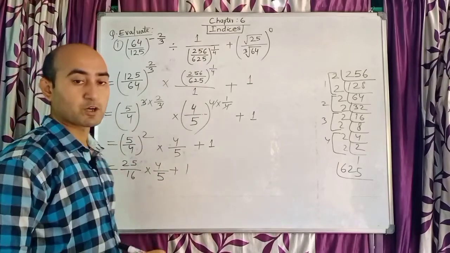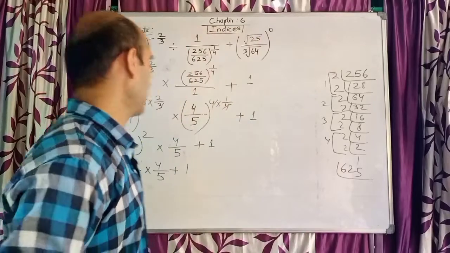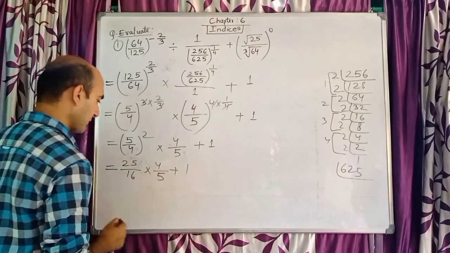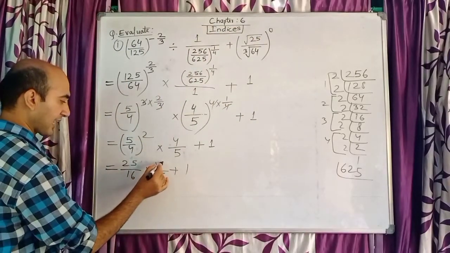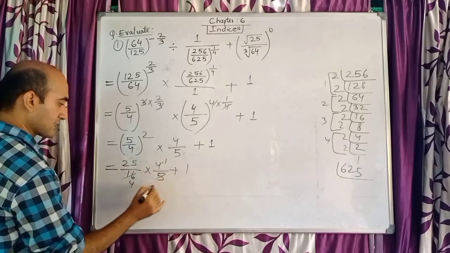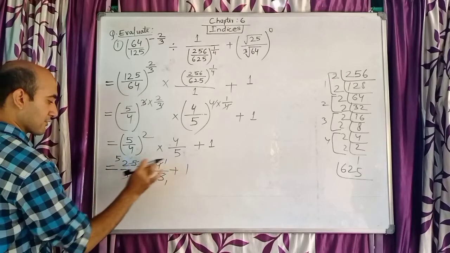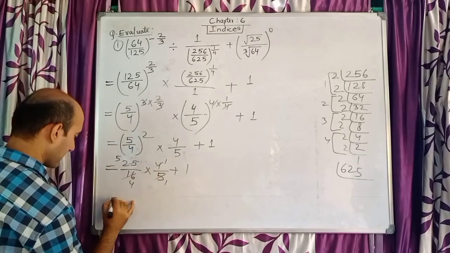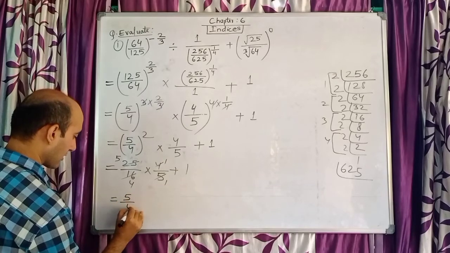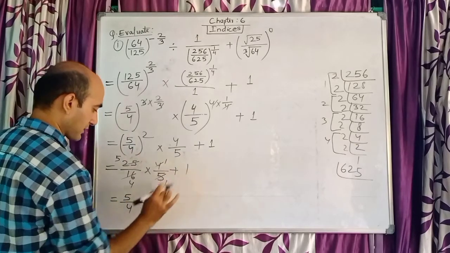So according to the BODMAS rule, children, first we have to multiply, then only we can add. So you multiply this. While multiplying, you can see something is getting cancelled here. 4 and 4: 4 4s are 16, 4 1s are 4. And this 5 also is getting cancelled with 25. So 5 1s are 5, 4 1s are 4. My result is 5 by 4 and here my result is only plus 1. So this is plus 1.